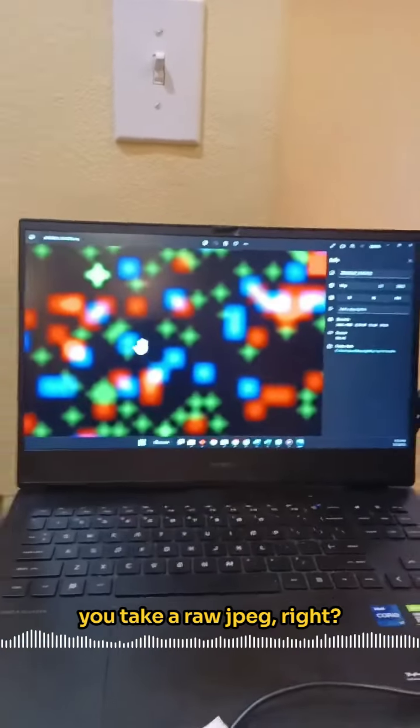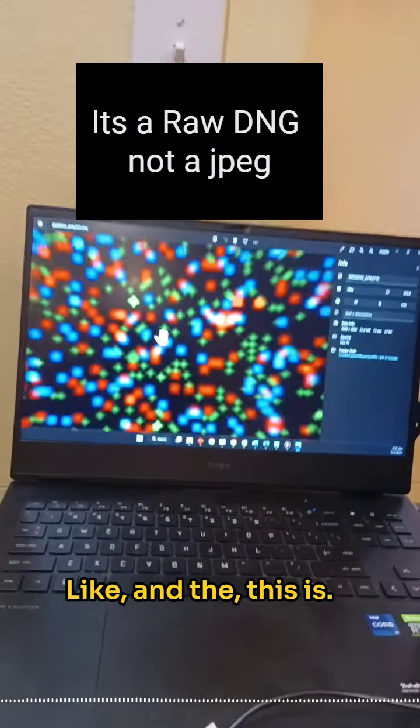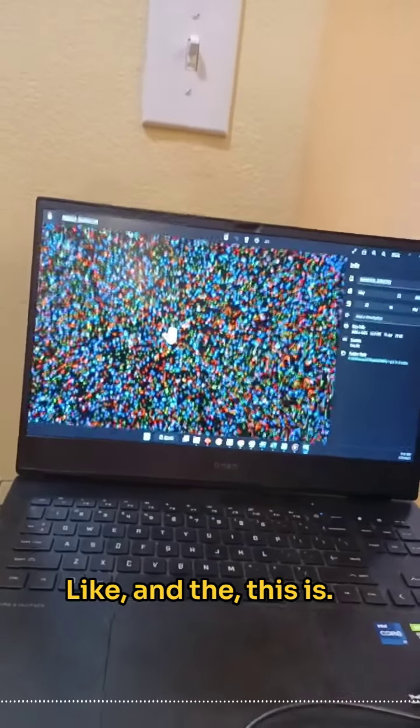Well, this is what happens when you take a raw JPEG, right? And this is the darkness. Okay, so let's see what happens when you have your hand in there or something. Oh, what's that? That's not just nonsense, right?